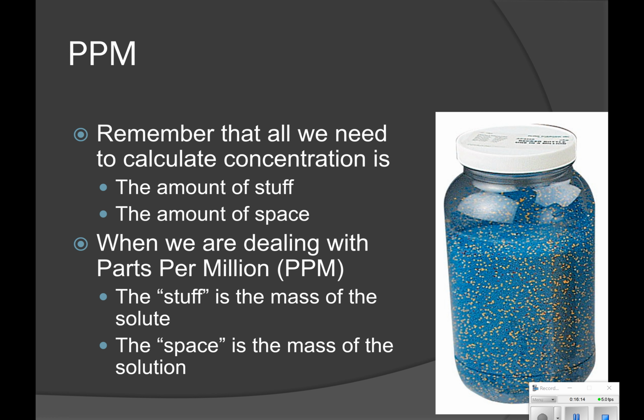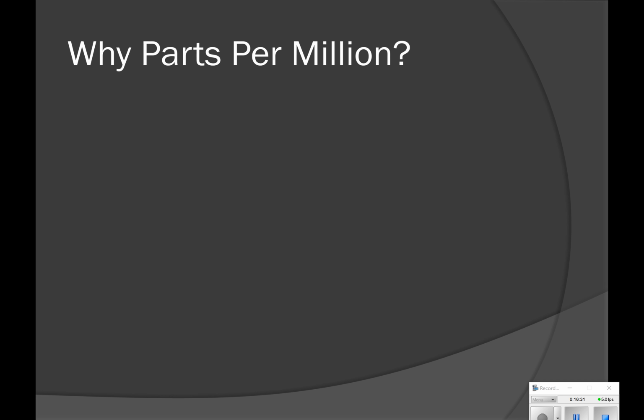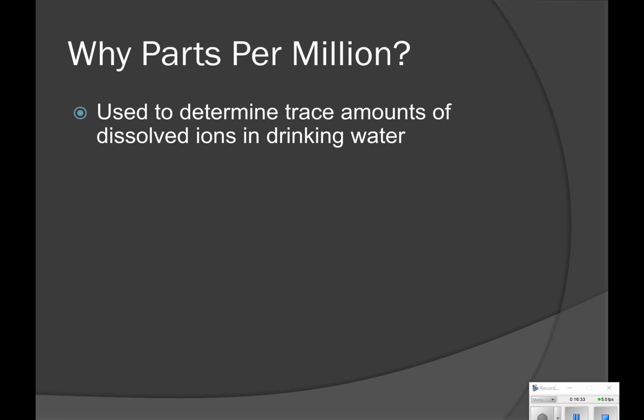So with parts per million, the stuff is the mass of solute, or in this case, the number here, one black bead, and the space is the mass of the solution, inside of 1 million total beads, or 1 part per million. So space will be represented by a mass of solution, and the stuff will be a mass of solute. So in this case, we're dealing with masses as opposed to moles.